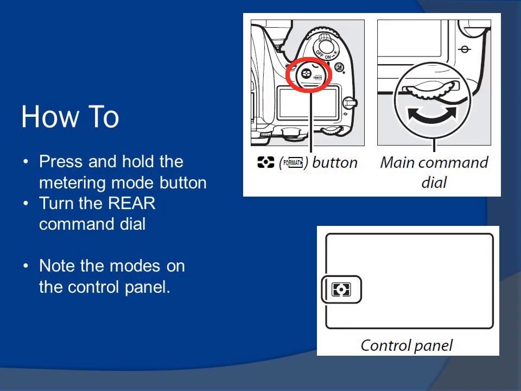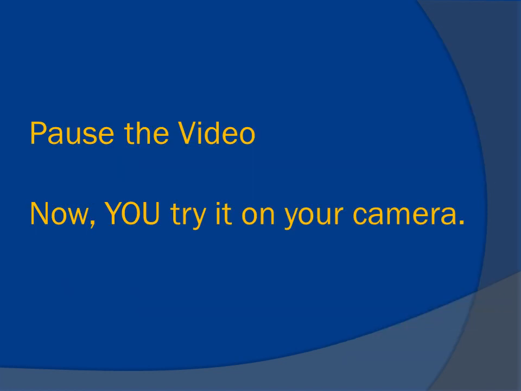How to set it? On the top of the camera on the right-hand side is your metering mode button, in the red circle in the top picture. Turn the rear command dial and note the modes on the control panel as shown in the bottom picture. Pause the video. Now you try it on your camera.